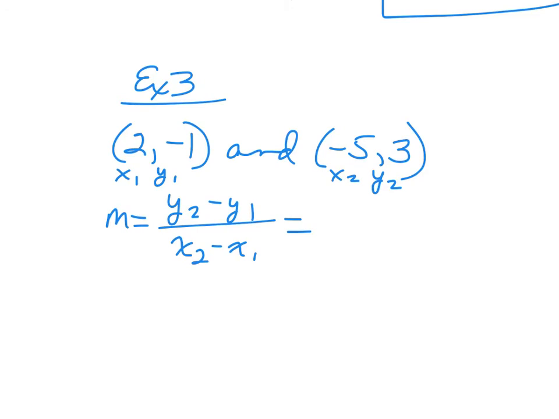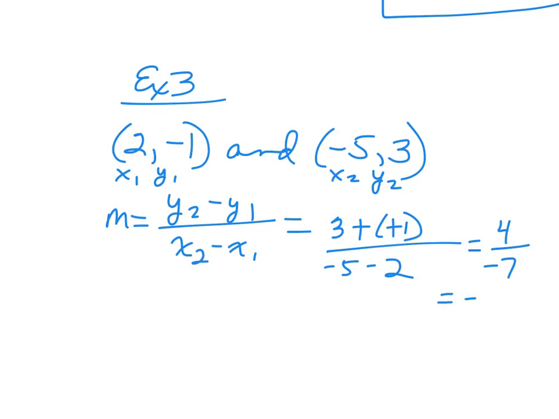Then as we plug in, y2 minus y1 will be 3 minus -1 over x2 minus x1, which will be -5 minus 2. Three minus -1, same thing as 3 plus 1, so that's 4 over -7, or negative 4/7 for the slope.